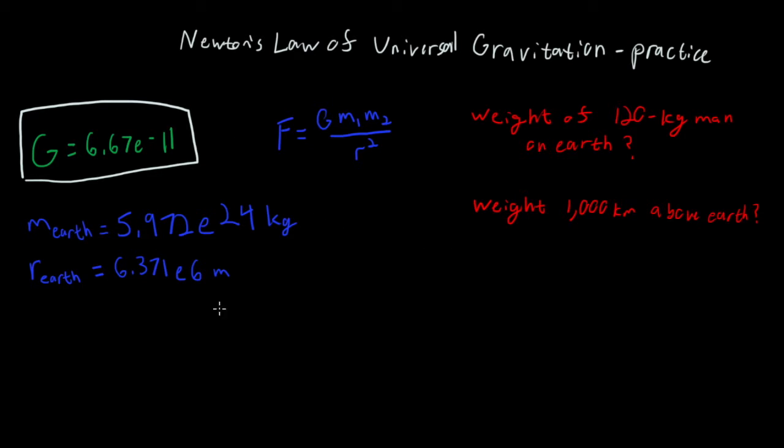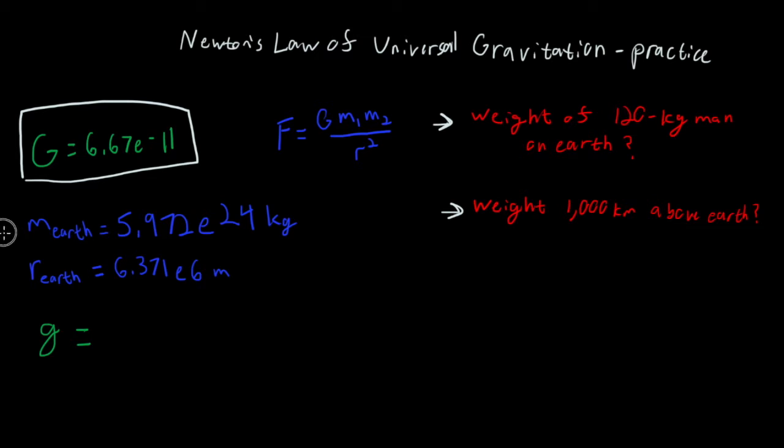The other thing I'm going to want you to be able to do is calculate the local field of gravity, or the value of g, for any of the planets, any heavenly body, really. So to do that, we're going to start with this question. First, we're going to ask, what is the weight of a 120 kilogram man on Earth? And then we're going to ask, what is that man's weight when he's 1,000 kilometers above the Earth? 1,000 kilometers would be 1 million meters. So let's go ahead and do this.